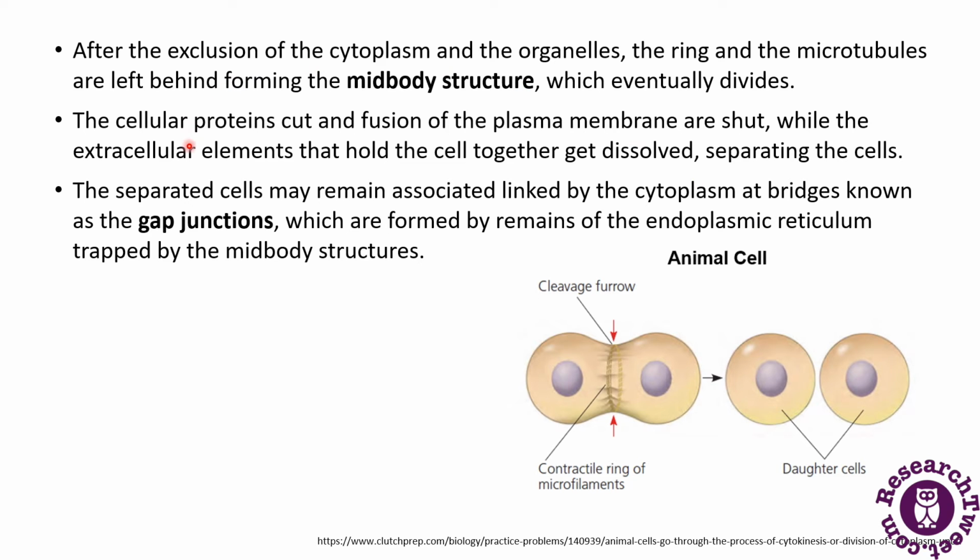So the cellular proteins cut and fuse the plasma membrane shut, while the extracellular elements that held the cell together get dissolved, separating the cells. So these are the two separating cells.